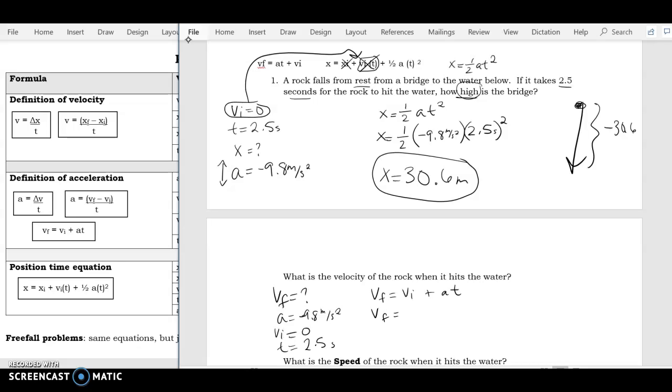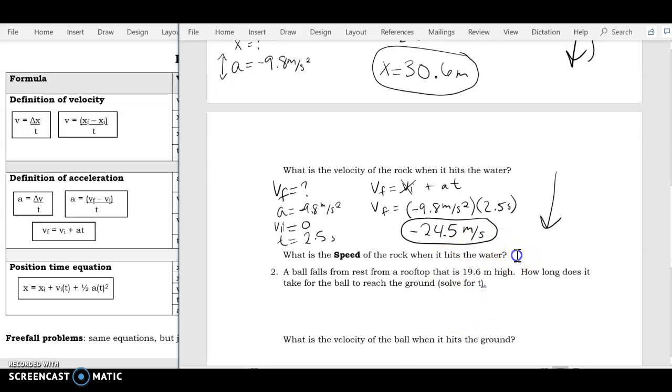VF, I don't know. VI is 0, so again, you can just remove that portion of the formula. A is negative 9.8 meters per second squared, and T is 2.5 seconds. So when I multiply those two together, I get a negative 24.5 meters per second. My final velocity, like right before it hits the ground, is 24.5 meters per second. It's in the negative direction because the rock is falling down.